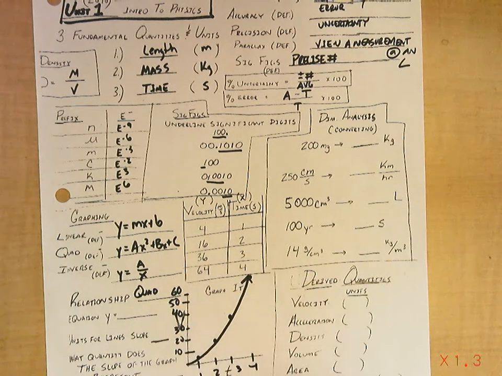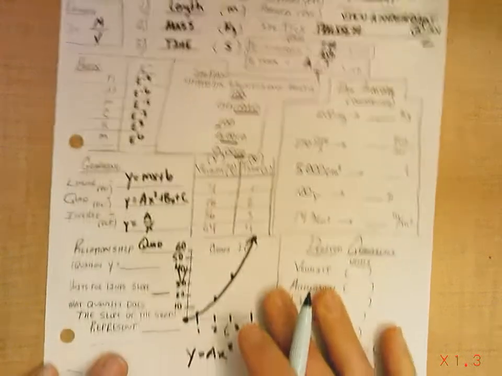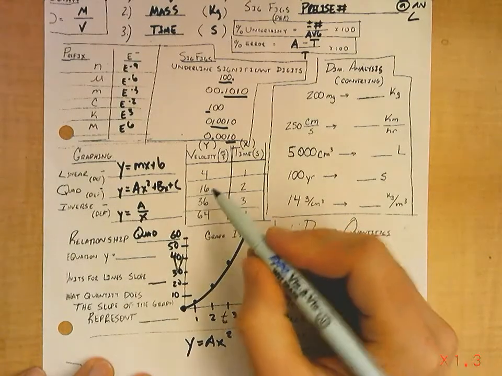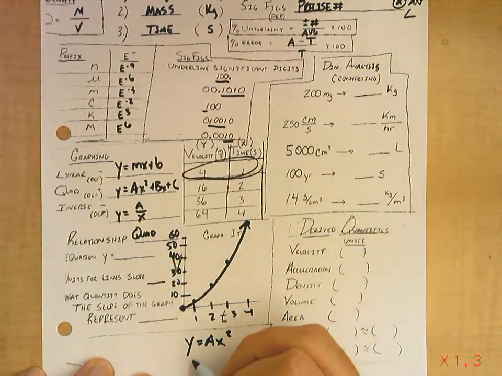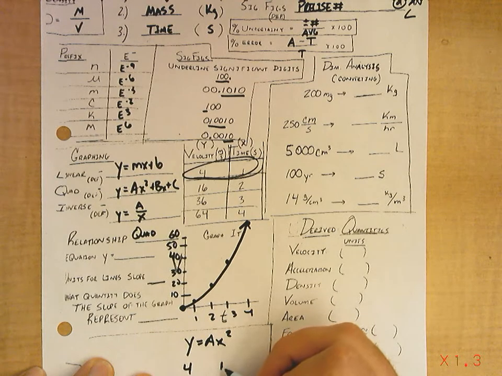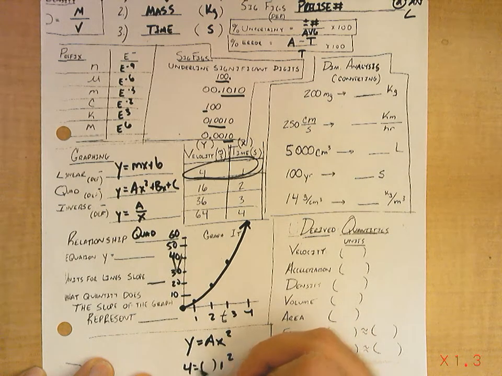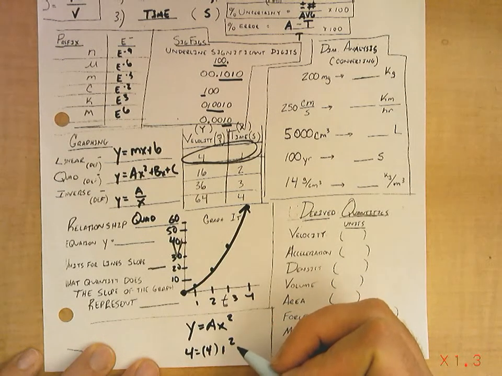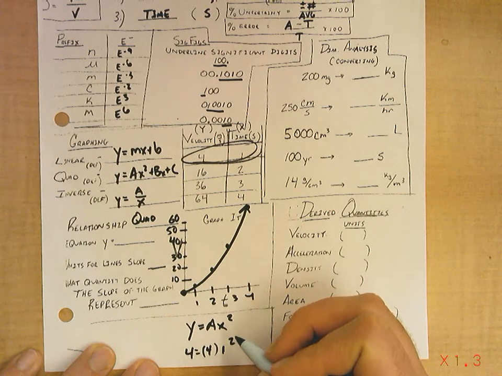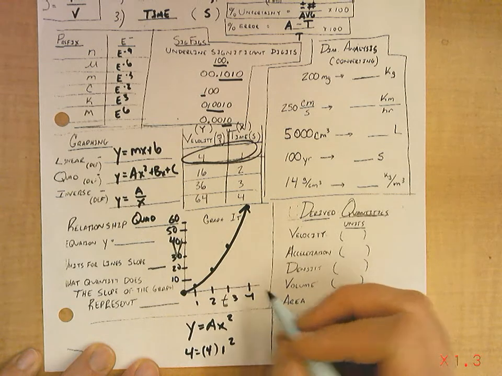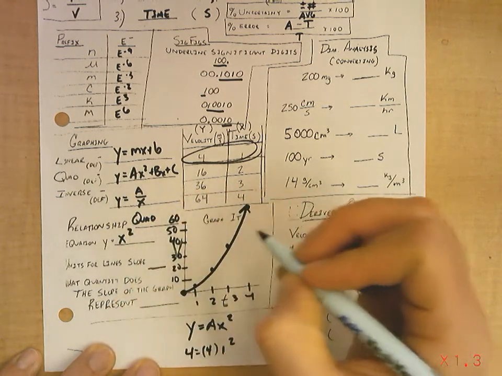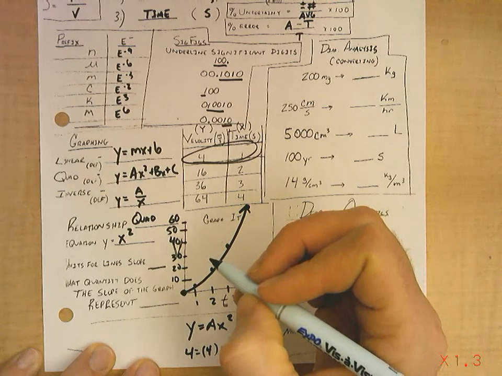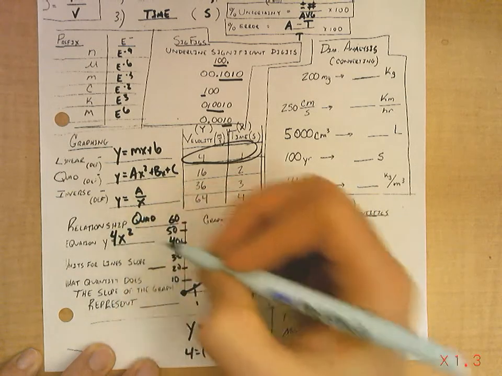Now the hard part is doing the y equals. If you see that it crosses the origin, it's just actually y equals ax squared. You don't have to worry about the b and the c term. And so just pick one of these points, like when y is 4 and x is 1, what does a have to be? Then you can use algebra to solve for a, and you realize that it has to be 4. So y equals 4x squared would be my relationship.